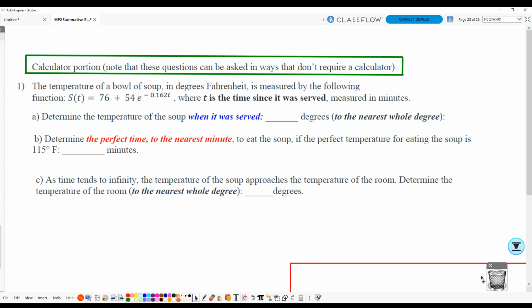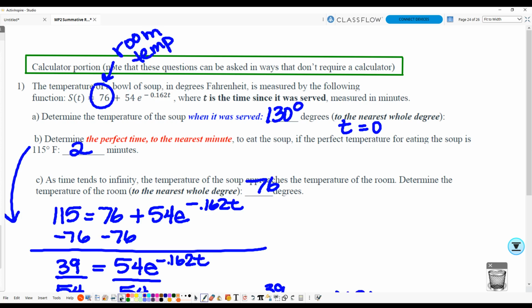As time goes to infinity, the soup is going to reach room temperature. Room temperature is this number right here, 76 degrees. Because as this gets huge, this number gets small, makes this thing kind of go away. So the temperature in the end of time will be about room temperature, which is 76 degrees.